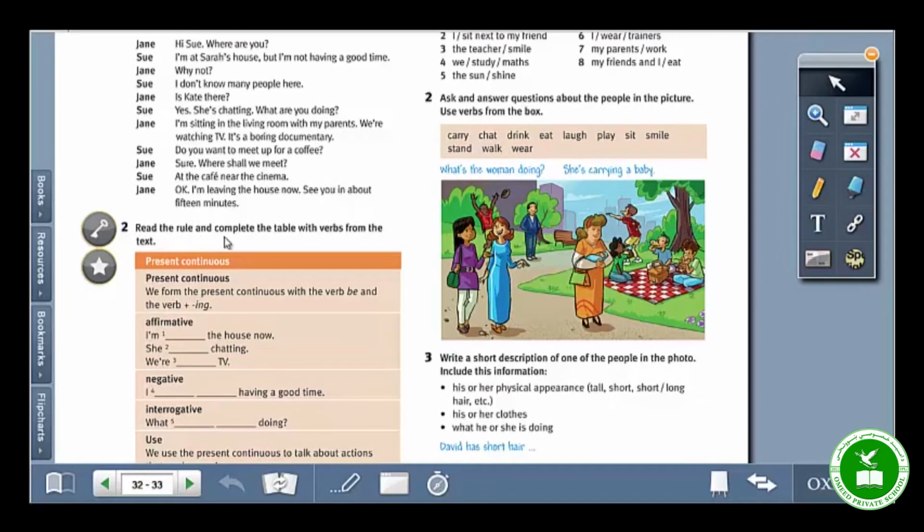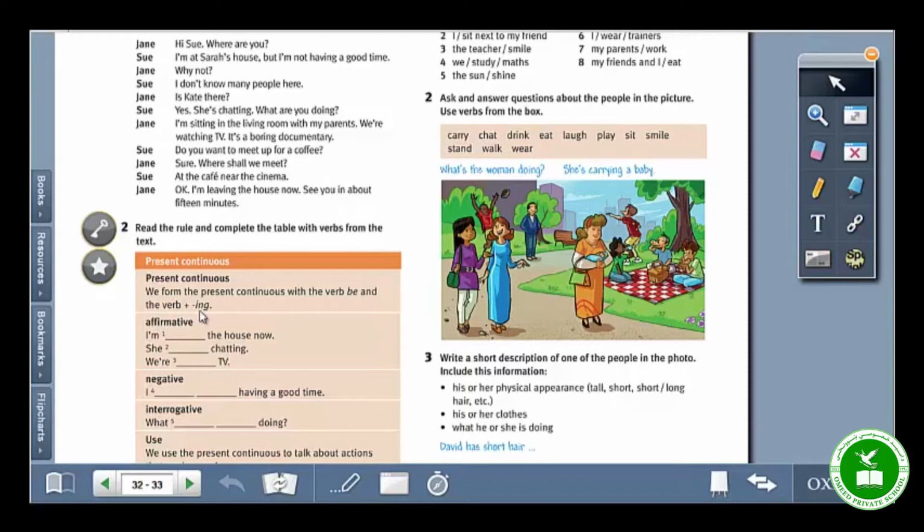Read the rule and complete the table with verbs from the text. Okay, here we have some blanks. So we have to complete these with the words from this conversation. Okay, first let's read the rule, present continuous. We form the present continuous with the verb be and the verb plus ing. Okay, when you want to form a sentence in the present continuous, you have to use be. Be means in the present continuous you have to use am, is or are. Okay, and plus verb with ing.